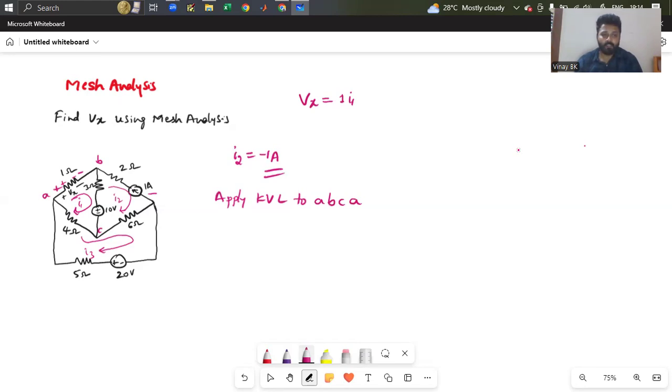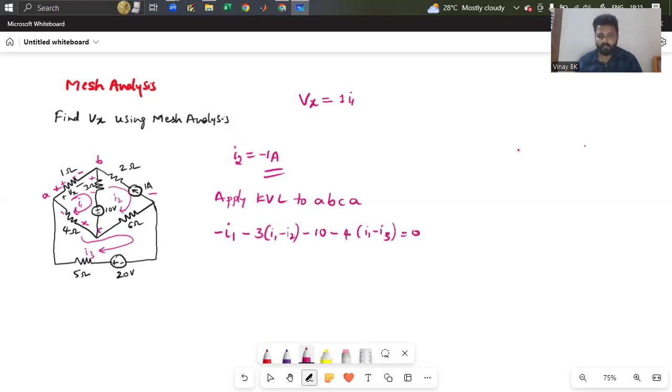So now we apply KVL to this loop. I can write here minus 1 into I1, that is nothing but minus I1, and here plus 2 minus. So I'm writing here minus 3 into (I1 minus I2), where you already know the value of I2, that is minus 1 ampere. Similarly, we have the voltage source, that is minus 10. Then current is flowing from plus to minus here, that is minus 4 into (I1 minus I3), equals 0.